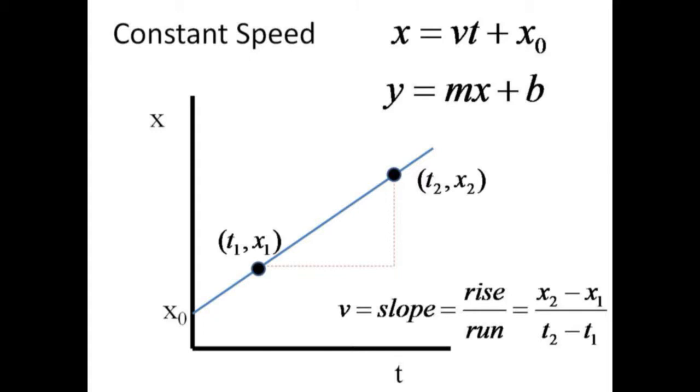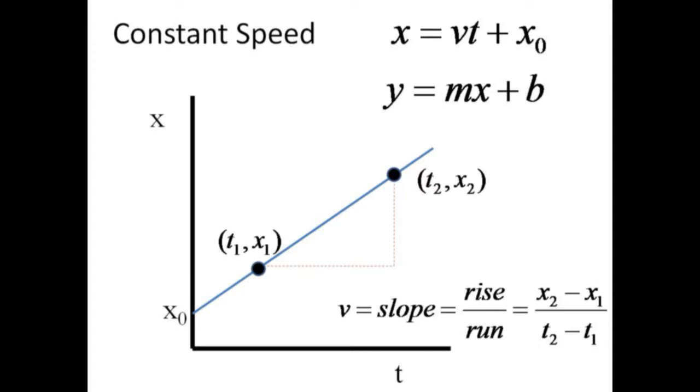If position is plotted on the vertical axis and time is plotted on the horizontal axis, we may compare with the slope-intercept form of the equation of a straight line, that is, y equals mx plus b. M is the slope and b is the y-intercept. Here the slope represents the velocity or rate of change of position.